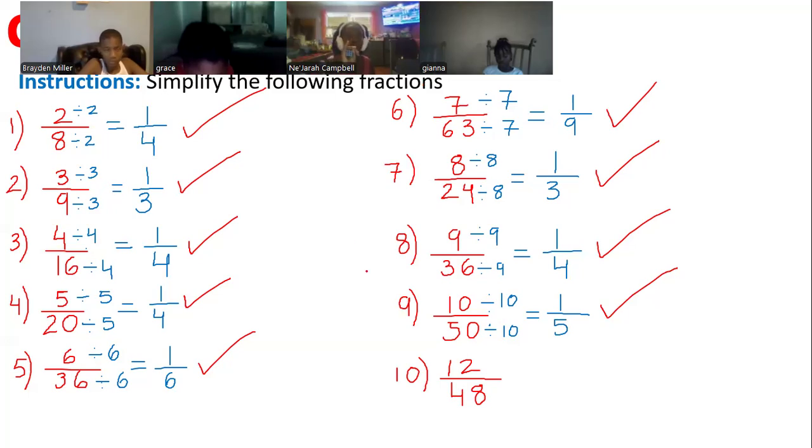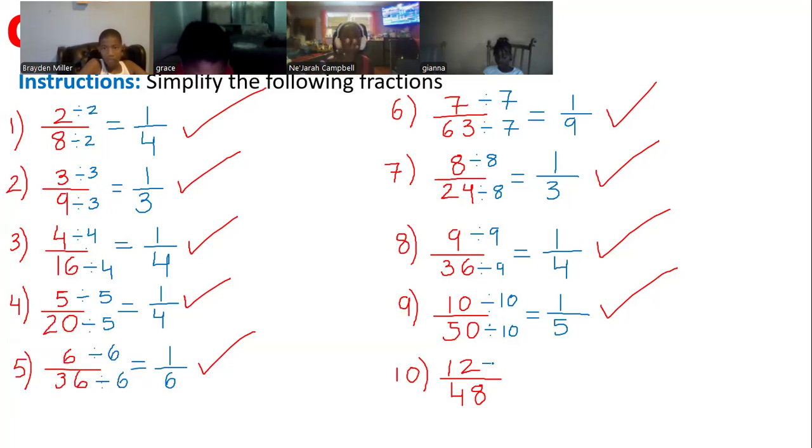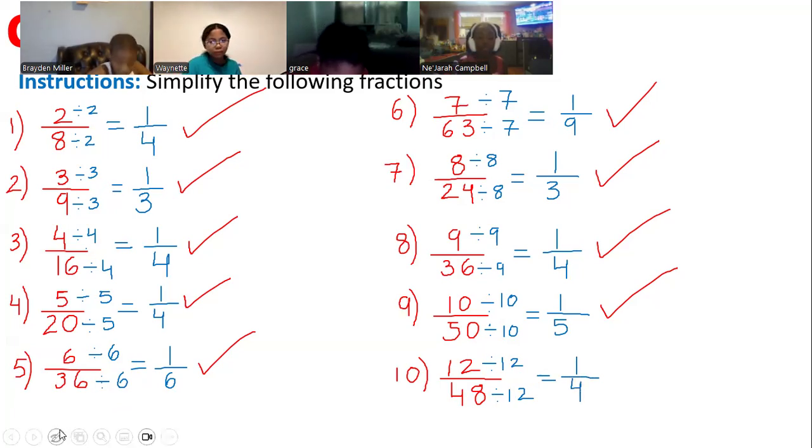Who helped me with number 10? What number did you use for number 10? 12. How many times does 12 go into itself? 1. So it's going to be 1 over, what is 48 divided by 12? 4. So what is the answer? 1 over 4.